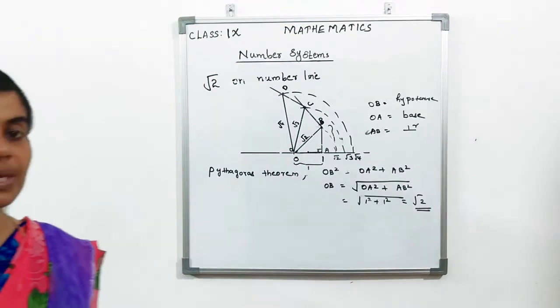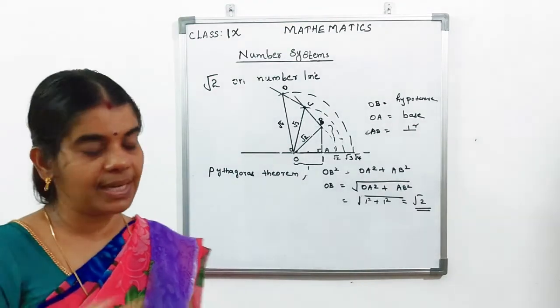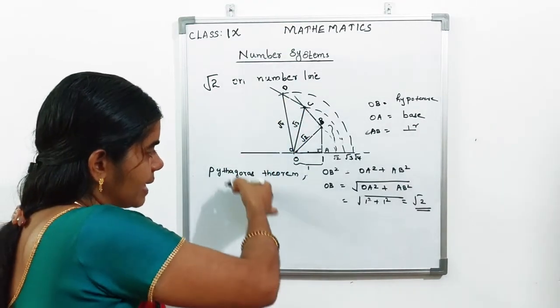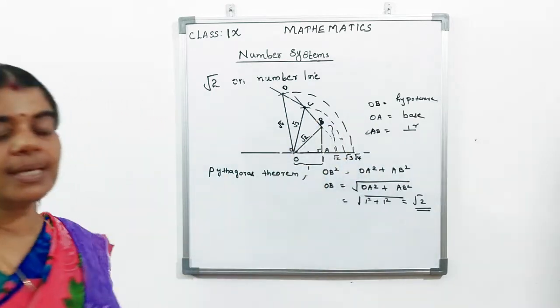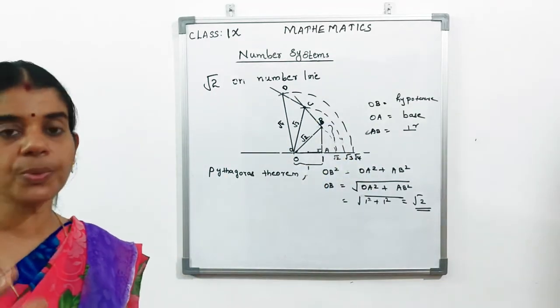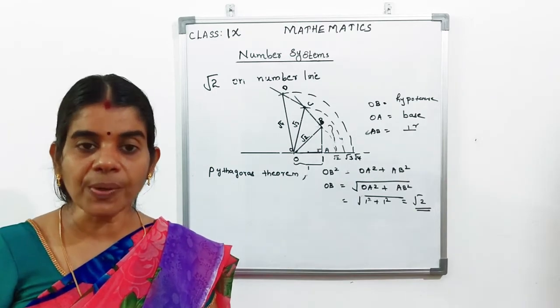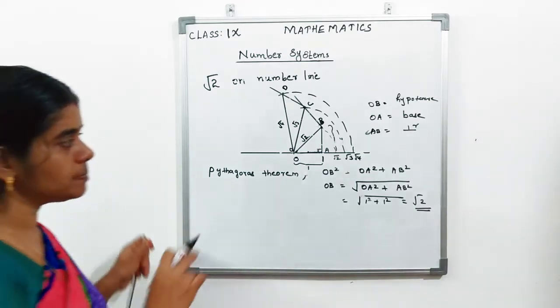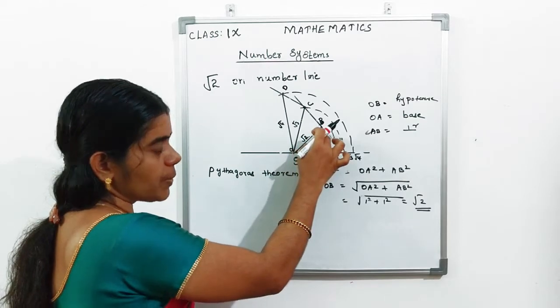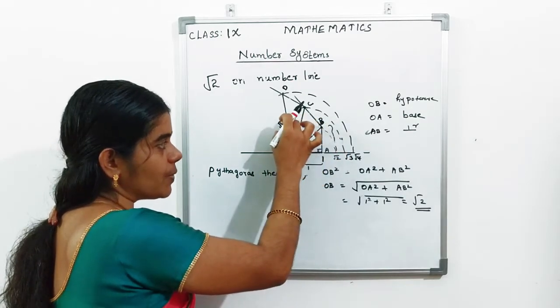That means you can mark up to root 17. It will go like that and it will come here. That will be our root. Up to root 17 you can mark. That is known as the square root spiral. Every time, first step root 2, then root 3, then root 4.